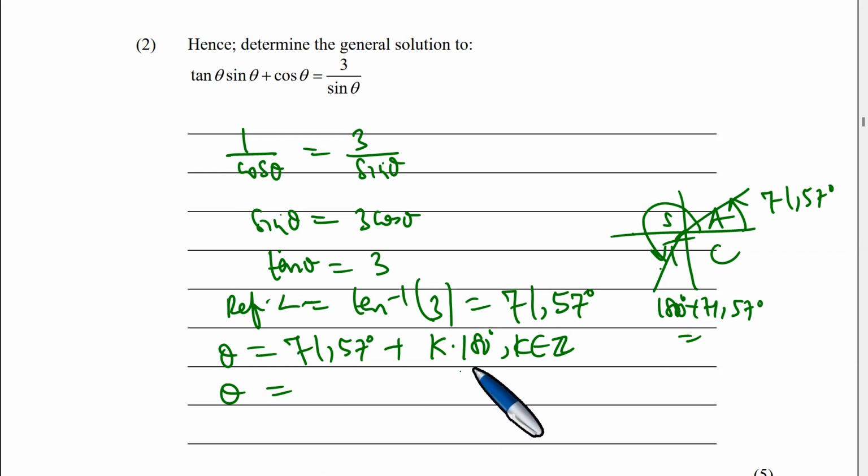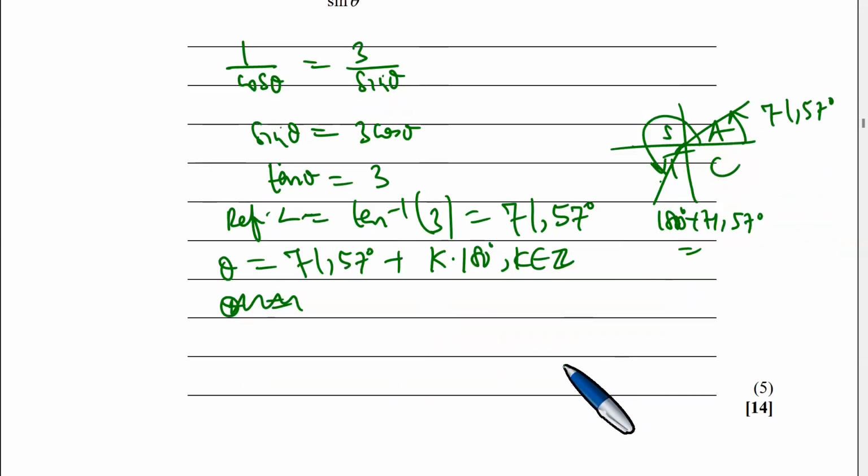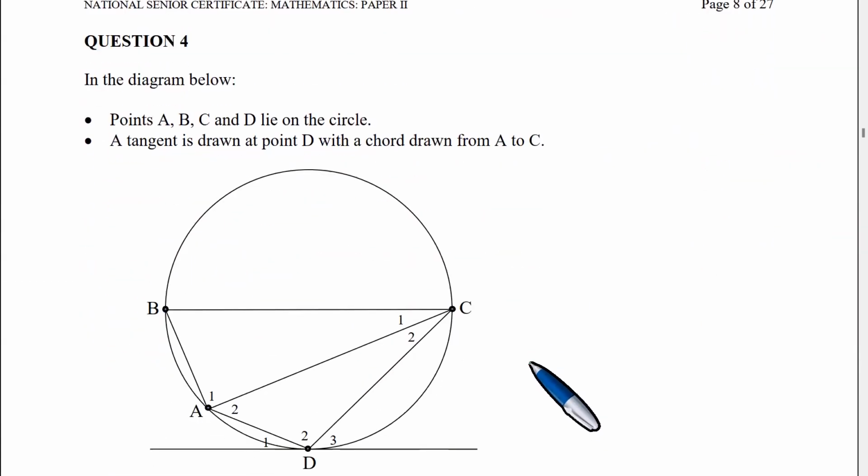So when k is 0, this takes care of the 71,57 degrees. So therefore the answer is theta equals 71,57 degrees. But when k is 1, because k is an element of the set of integers, we have also the 71,57 plus 180. We solved it. Next question.